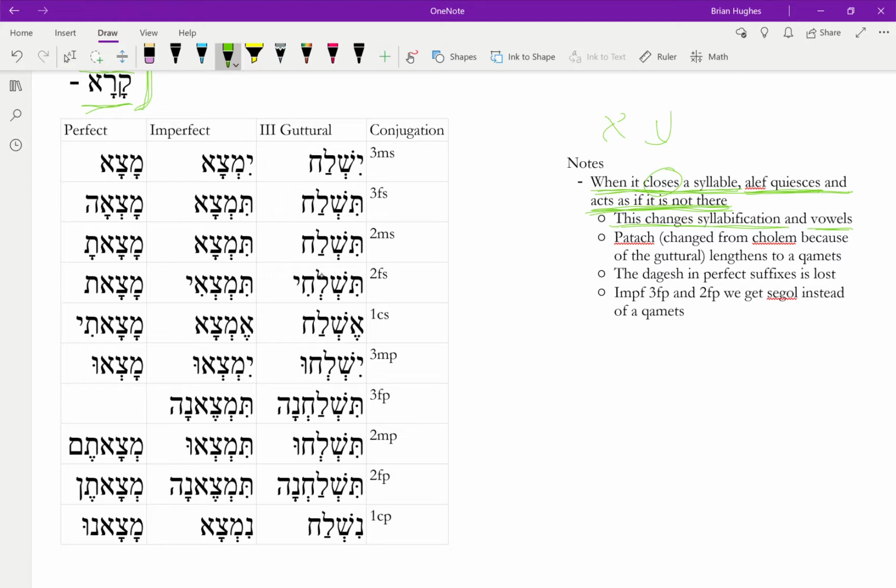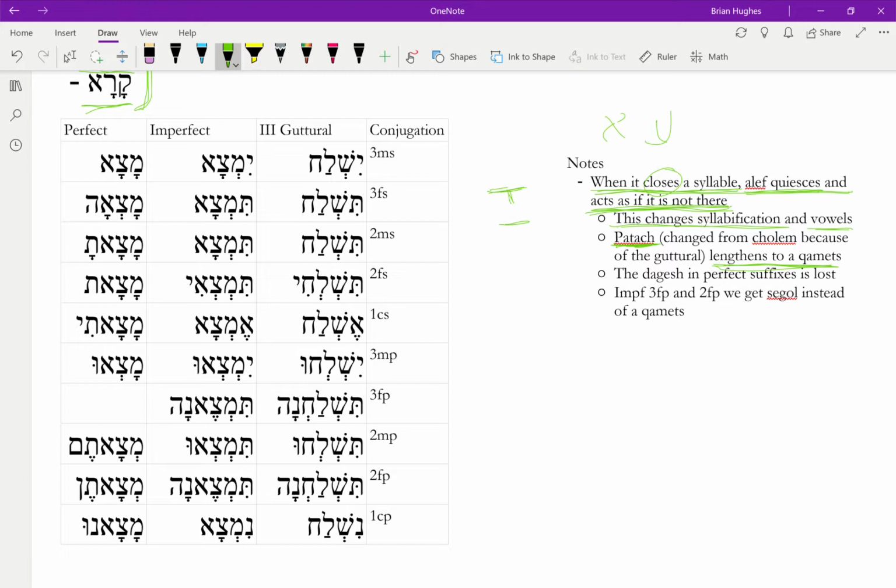The patach that would normally be introducing the aleph lengthens to a qamets, to represent this change in syllabification. Again, we pronounce these the same, but it's likely that there was a slight difference in pronunciation that would tell the listener, okay, this is the root that I'm dealing with.